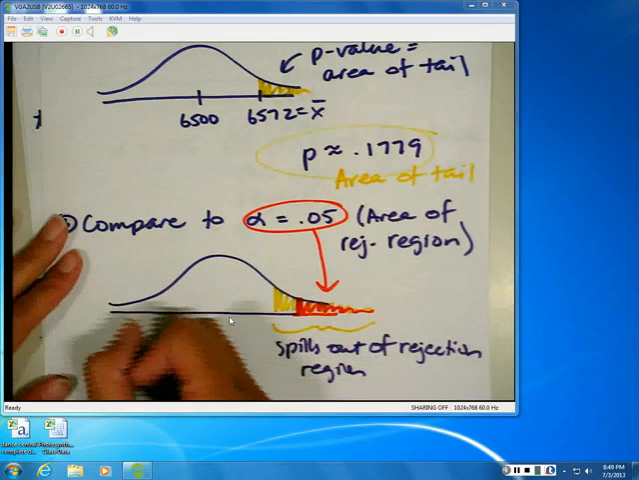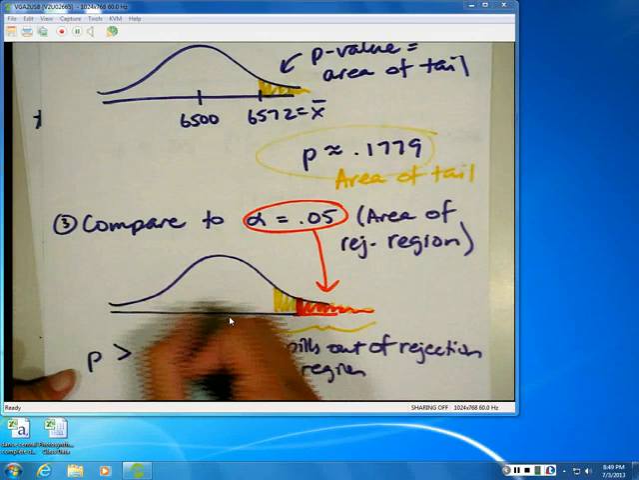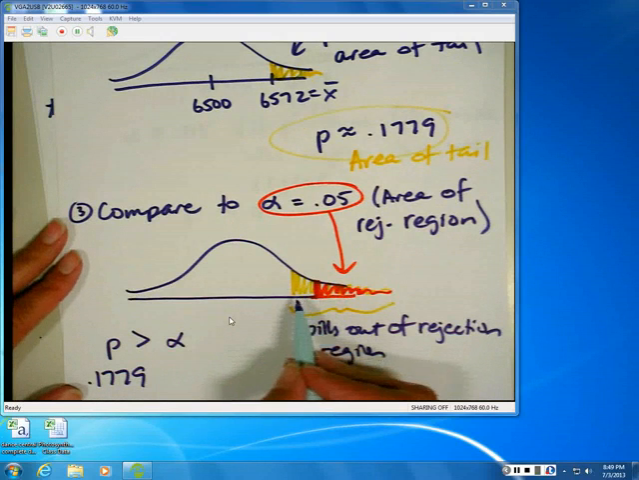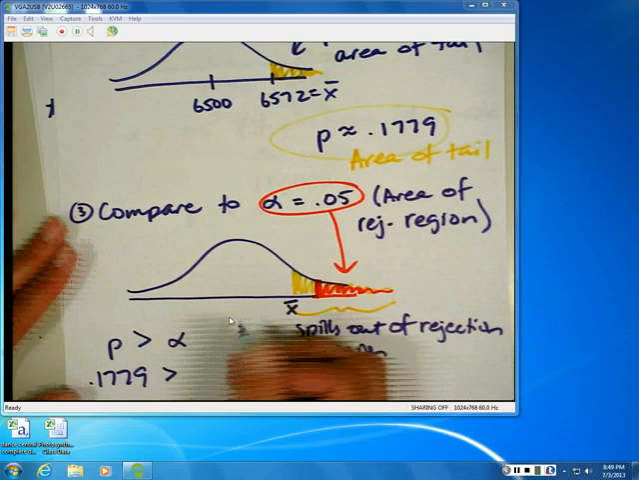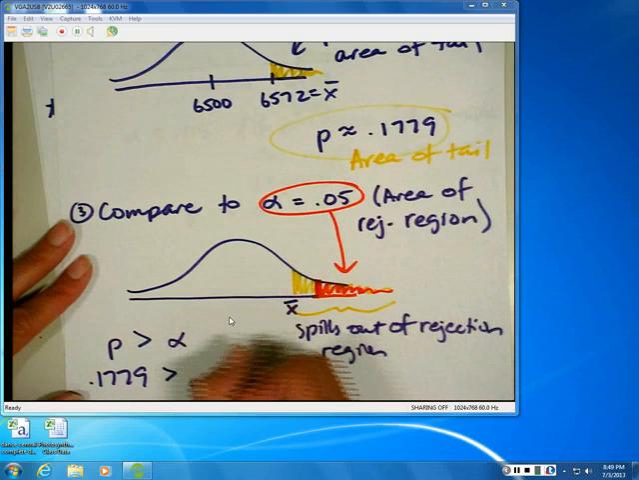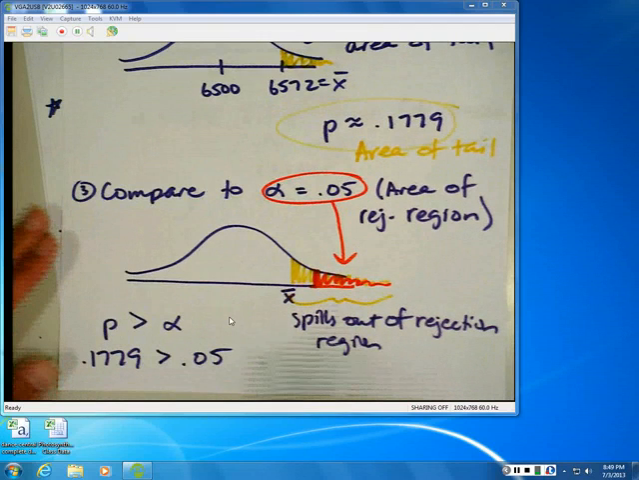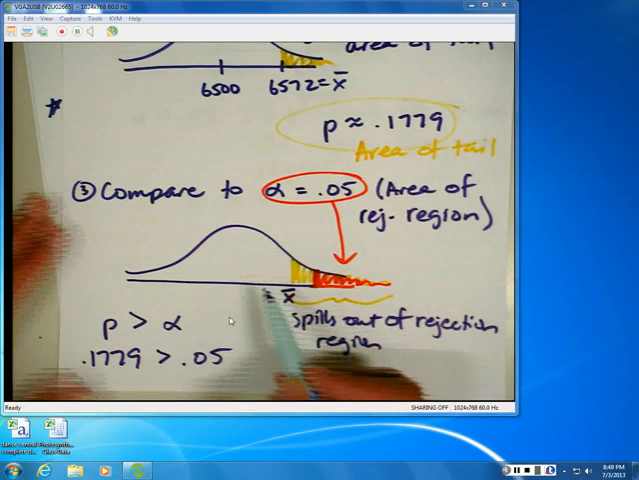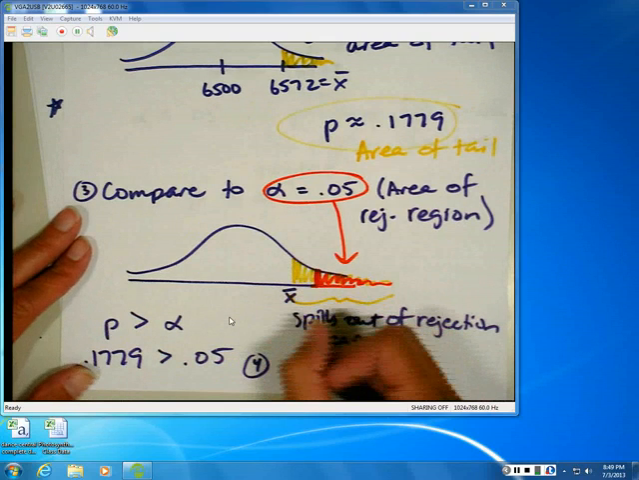So we say that the p-value, this time it's too big. It's bigger than my alpha, 0.1779. The area cut off by my sample mean, which is here, is bigger than my alpha, my significance level, which was 0.05. Well, because I spilled out of the rejection region, that means that I'm in the fail to reject region. So step number 4, I'm in the fail to reject region, so I fail to reject.